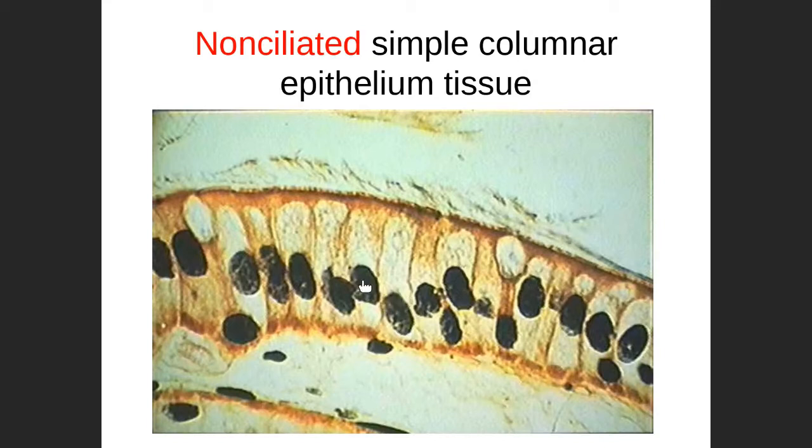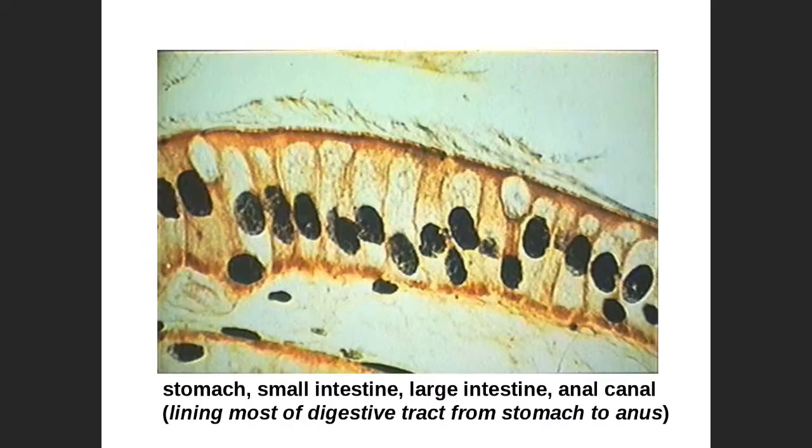Then you can see we have some other cells lining throughout the epithelium that we're going to talk about in a second here. But we're going to find this type of epithelium, the non-ciliated simple columnar epithelium, pretty much in the majority of the digestive tract. So pretty much from the stomach, small intestine, large intestine, all the way down to the anus. And it's going to be lining most of the digestive tract, from the stomach to the anus.